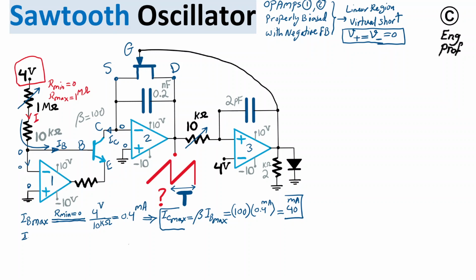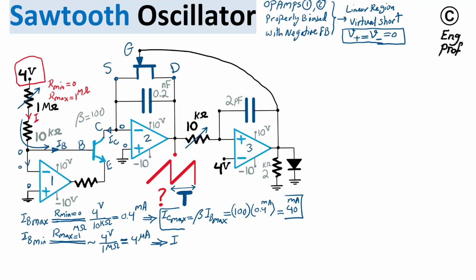You can also say I base minimum happens when the potentiometer resistor is at its max value, which is 1 mega ohm. When that is the case, the series of 10k and 1 meg is practically 1 meg. So I'm going to write it here, roughly 4 volt divided by 1 mega ohm, which means 4 microamp.